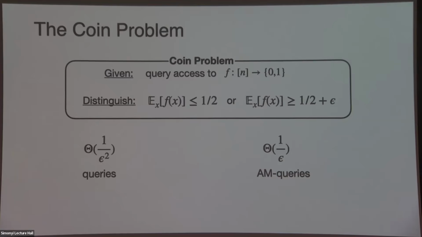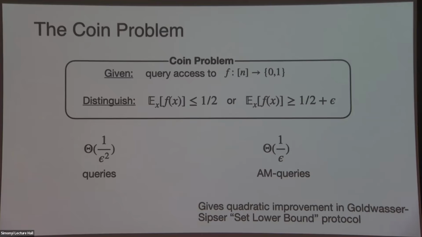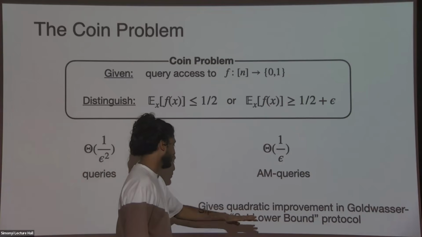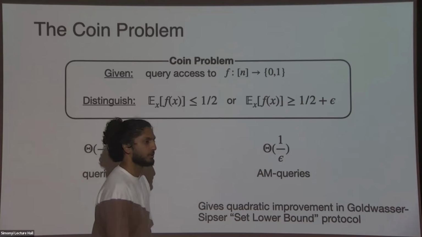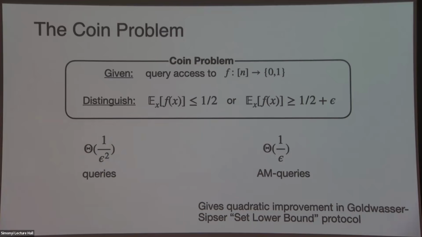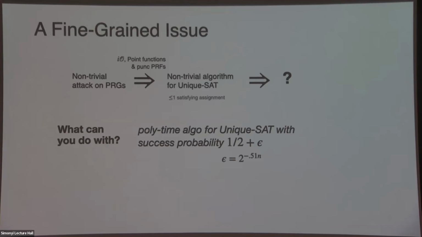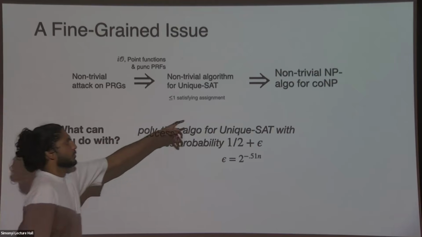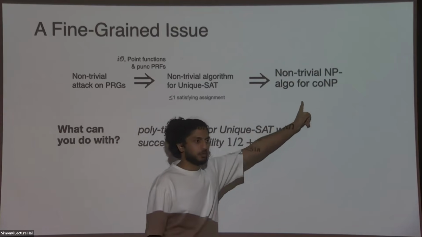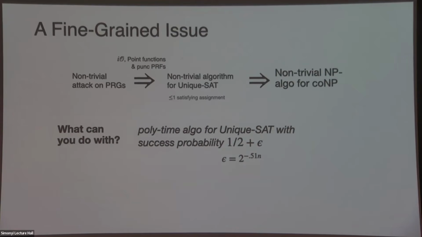Okay, great. So you can do this, and this. If you're familiar with complexity theory, this gives you a quadratic improvement in the Goldwasser-Sipser set lower bound protocol, which for our purposes was useful, and it lets us actually put in this question mark: a non-trivial algorithm for NP versus co-NP.